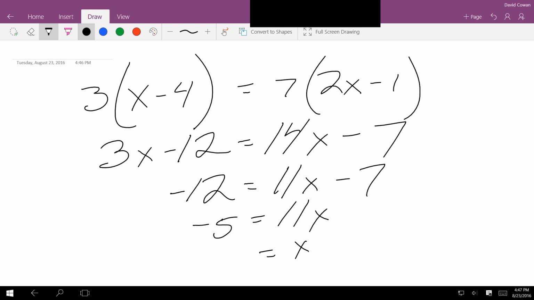What do you have to do to solve for x? You have to divide by 11, by negative 5. The opposite, negative 5 divided by 11. Okay? And there's your answer. That can't be simplified because both 5 and 11 are prime numbers, basically.